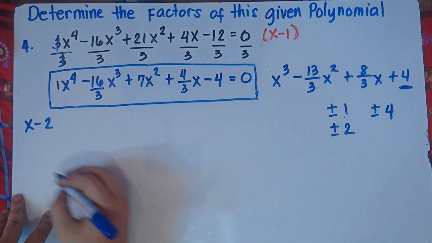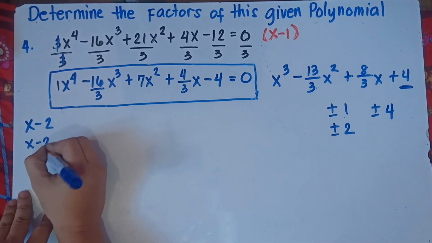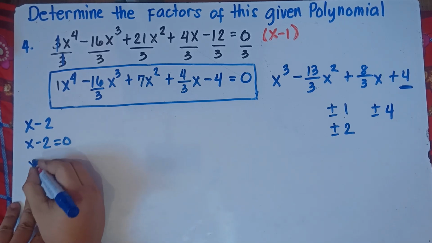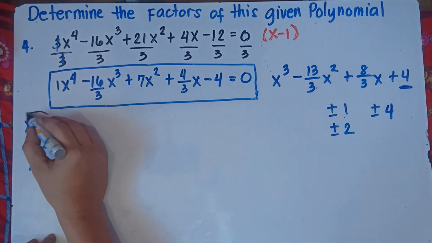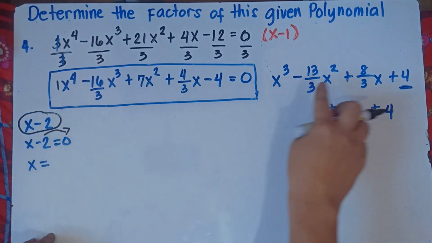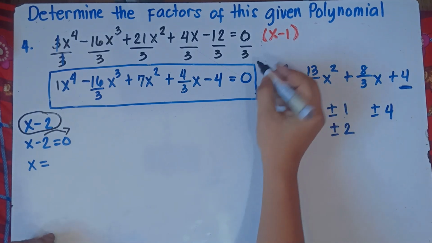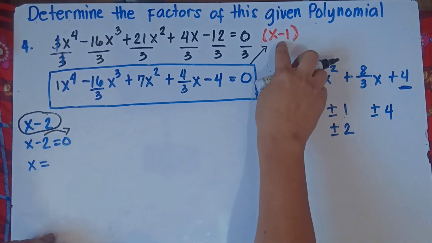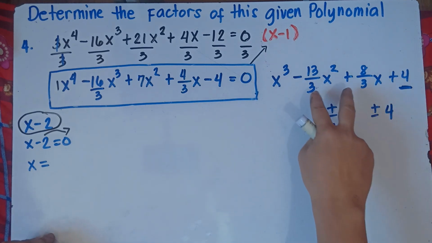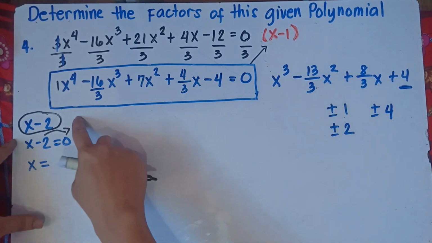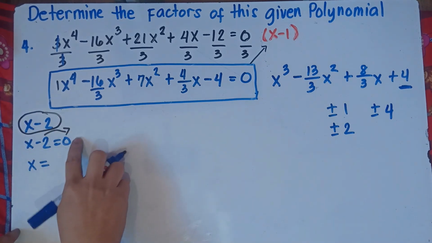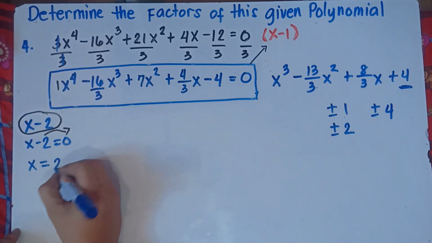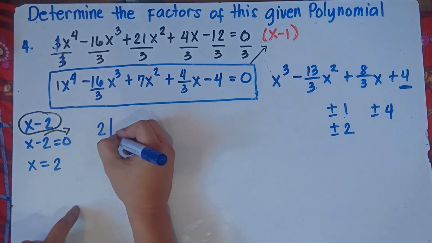So x minus 2 equals 0, and our x is, transposing the negative 2 from left to right, positive 2. Let's check, class, if x minus 2 is a factor of this given polynomial. Once again, x minus 1 was a factor of the first one. Now we check this x minus 2. So x minus 2 equated to 0, our x is positive 2. So this will be 2.